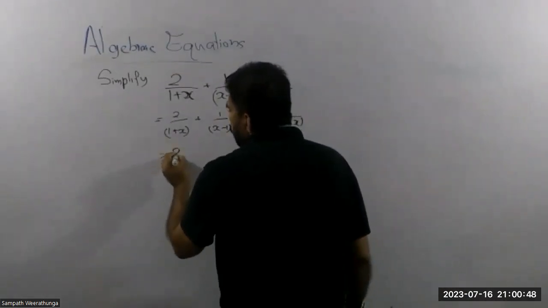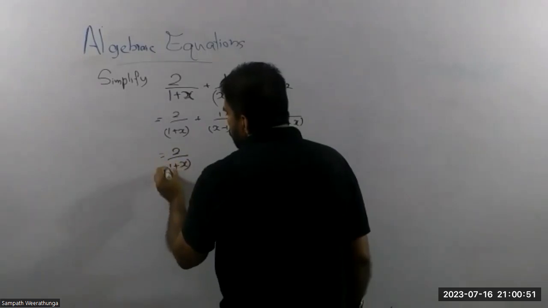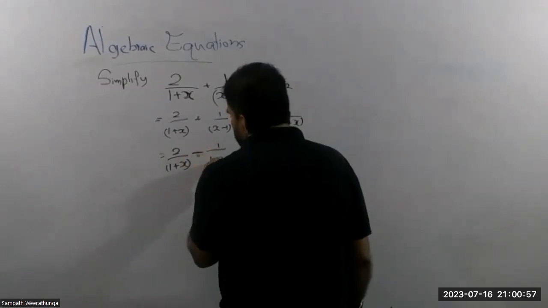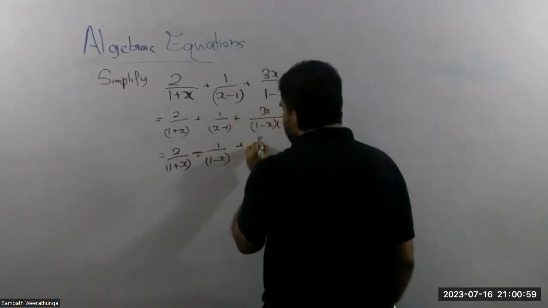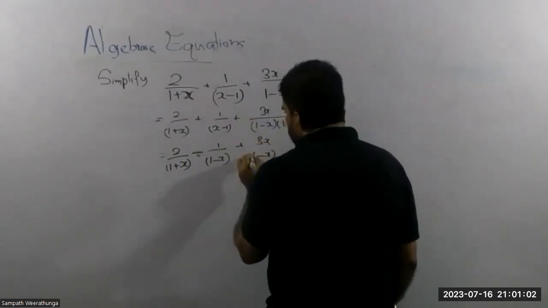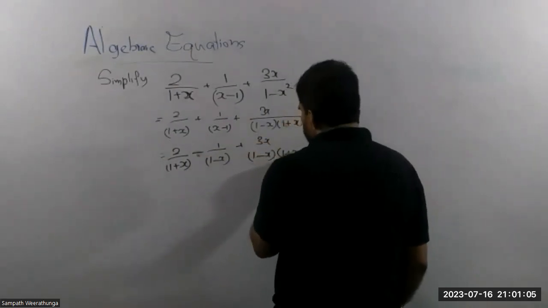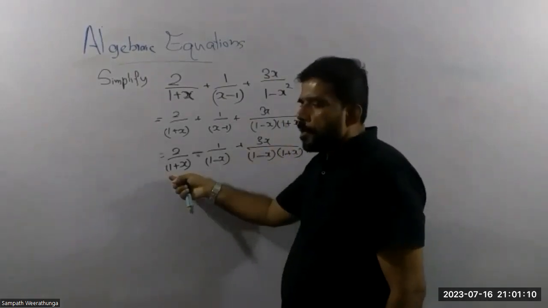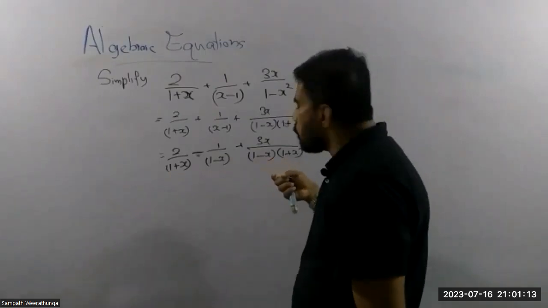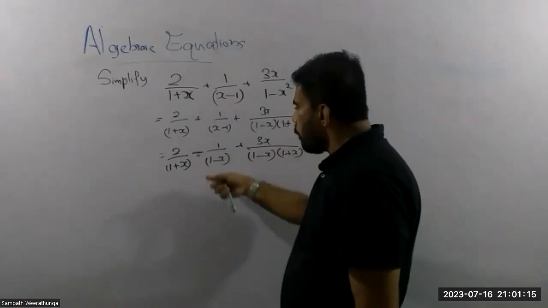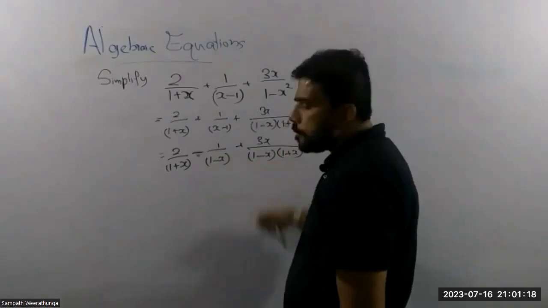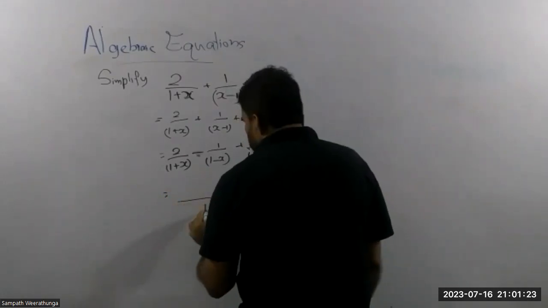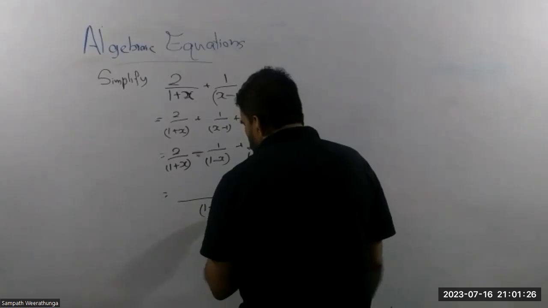What I am going to do is this: negative 1 over 1 minus x plus 3x over (1 minus x)(1 plus x). Now, I know the lowest common multiple of 1 plus x is 1 plus x, and for 1 minus x it is 1 minus x. So for both terms, the lowest common multiple is (1 minus x)(1 plus x).